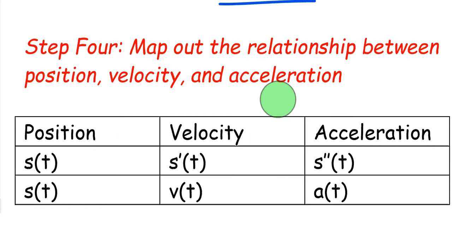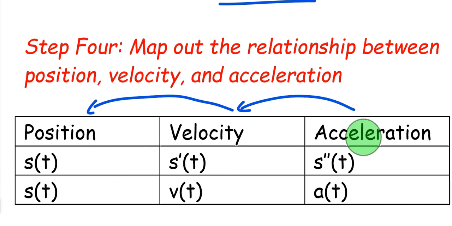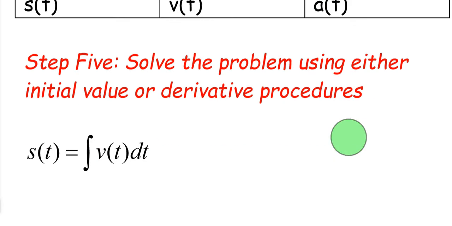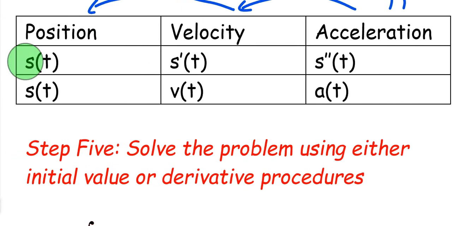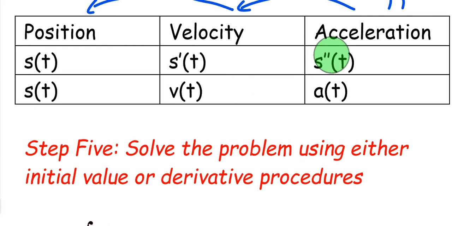For step 4, we always want to map out the relationship between position, velocity, and acceleration, because if you're starting with acceleration, you need to know which way to go, forward or backwards, to get to position. By forward and backwards, I mean integral or derivative. And since you're moving from acceleration to position, you're going to have to integrate twice. I'm not good at drawing the integral symbol, but I'll do my best here. So you want to find the double integral of acceleration, and if you do that, you end up with position, because acceleration is the second derivative of position.